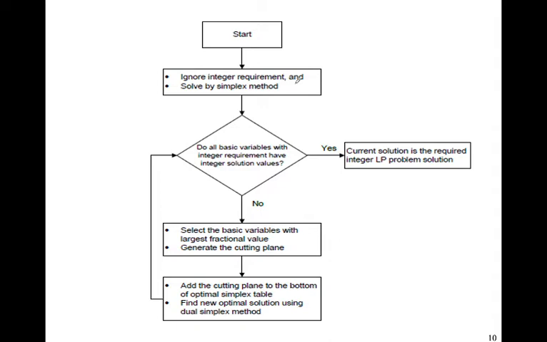Okay. After finding the solution, you need to check whether all the decision variables on which we had an integrity condition actually have integer values in the final table or not. If these decision variables have integer values, then stop here. The current solution is optimal. If not, then select the variable.